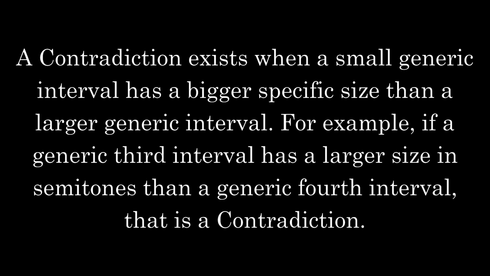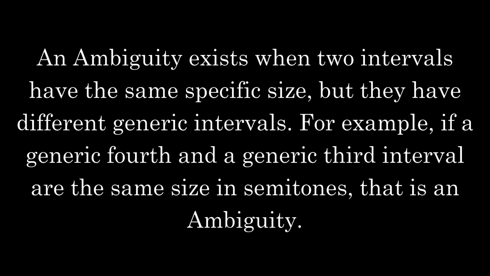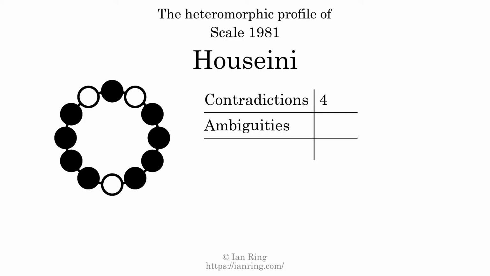A contradiction exists when a small generic interval has a bigger specific size than a larger generic interval. For example, if a generic third interval has a larger size in semitones than a generic fourth interval, that is a contradiction. The number of contradictions in this scale is 4. An ambiguity exists when 2 intervals have the same specific size, but they have different generic intervals. For example, if a generic fourth and a generic third interval are the same size in semitones, that is an ambiguity. The number of ambiguities in this scale is 83.